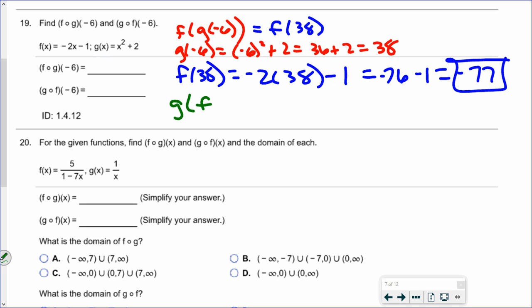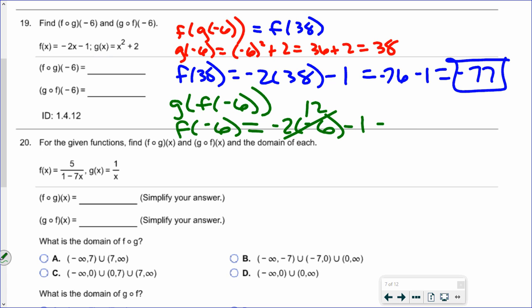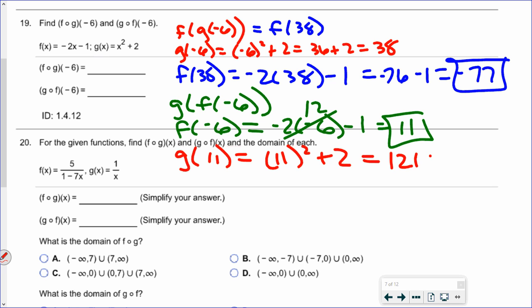Any questions over that? Now, whenever you go to do the other one, you're going to go backwards. So you're going to do f at -6 first, which is -2 times -6 minus 1, which gives you 12 minus 1, which is 11. And then you're going to take that and plug it into g. And that's going to be 11 squared plus 2, which is 121 plus 2, which is 123. Do we understand number 19?